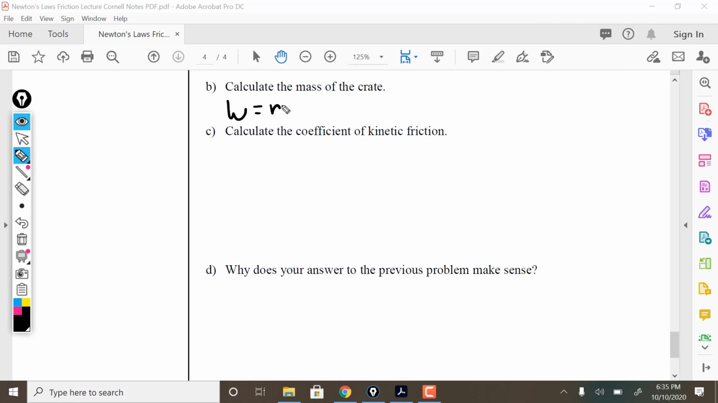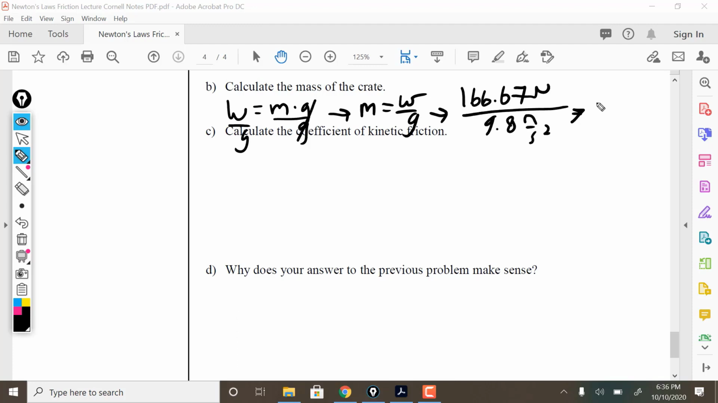If weight is equal to mass times gravity, and I want to get the mass by itself, I would divide both of them by gravity. So the weight was 166.67 newtons. Divide that by gravity. We're going to get about 17 kilograms for the mass.